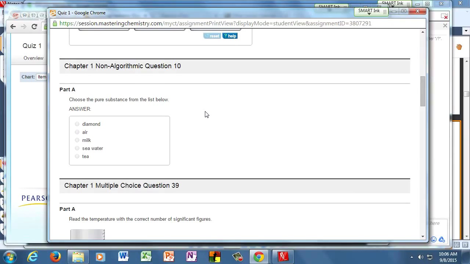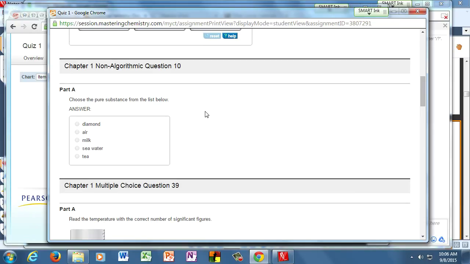Go through everything else. Right, is that what you're going to go to? Yeah, you could go through these other ones that we did talk about: air, milk, seawater, and tea. I think we talked about all of those things as being mixtures of at least two different substances. If you can name at least two different things that make up each of those, then it's not a pure substance. So that leaves only diamond.